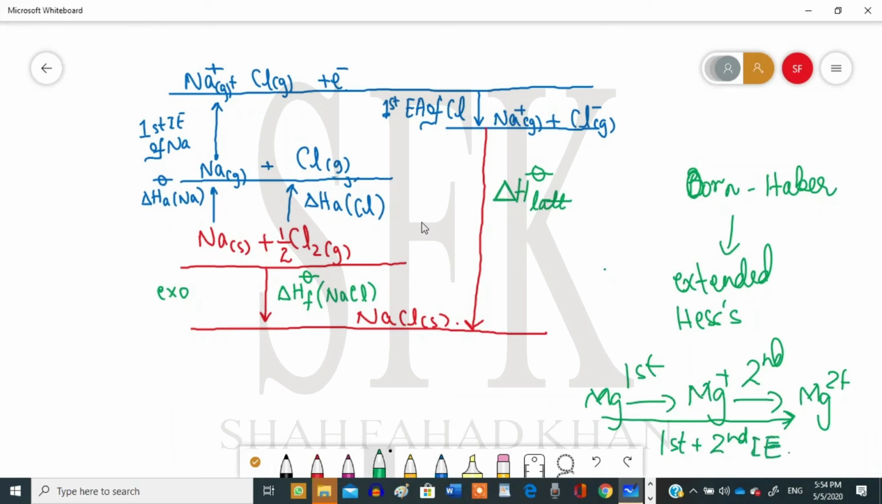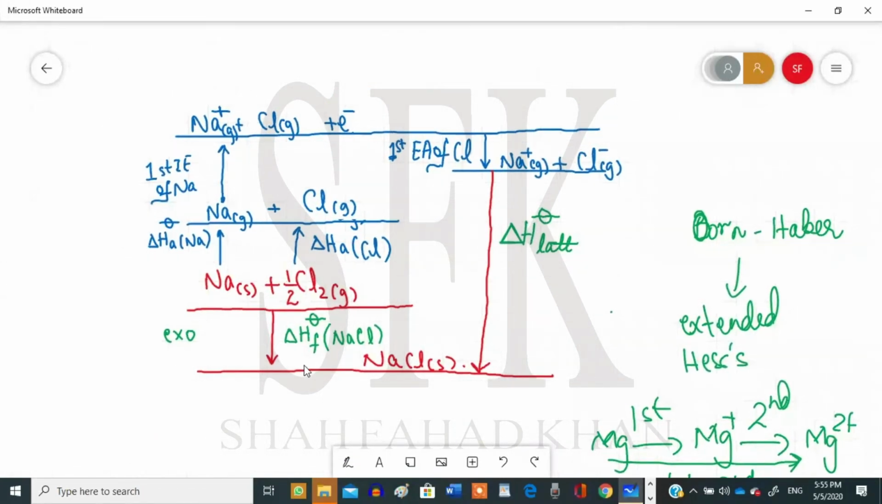We are going to do an example of magnesium chloride as a cycle as well. Anyways, now a quick recap of the steps which you need to remember. First you have your elements in the standard state. They combine and form your product, one mole of compound, and this is called the enthalpy change of formation of that compound, delta HF. Then the sodium element and chlorine element will both be atomized first.